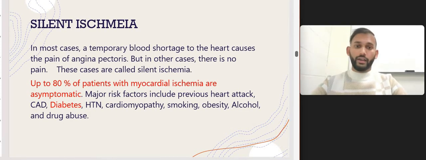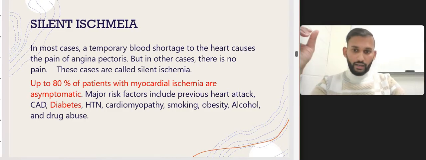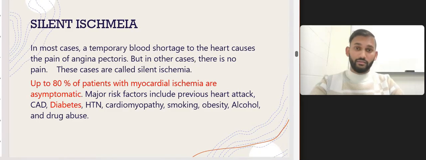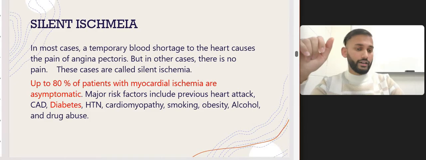Now, the other one is your silent ischemia. In most cases, we have the temporary shortage of blood to the heart, which can cause chest pain. But in some cases, there is still no chest pain, and that's why we call it silent ischemia, like the name says. 80% of the time, patients are not even symptomatic. They're walking, they're just playing sports on the field. All of a sudden, you see they have a heart attack and they die.